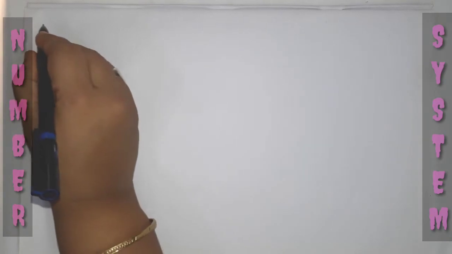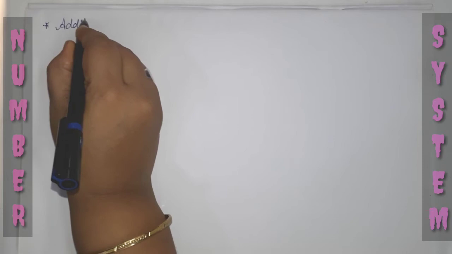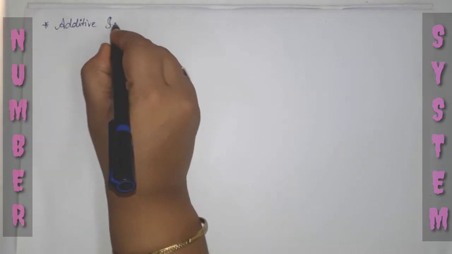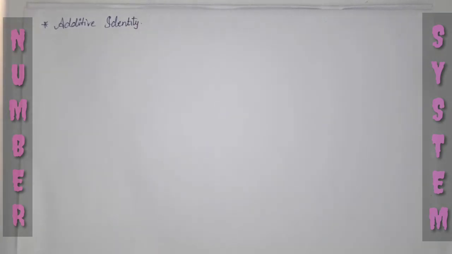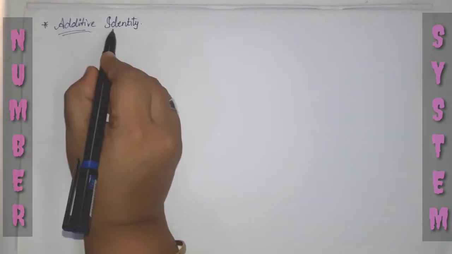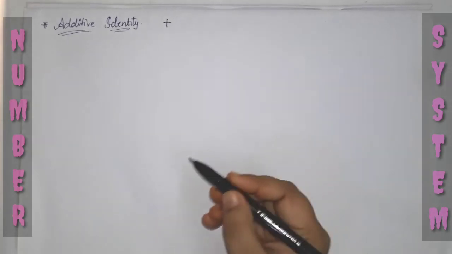Okay. Next point is additive identity. What is meant by identity? Yes, we use identity cards. Why do we use identity cards? What will be in these identity cards? Our names, which class, which section, like that we will give. So coming to mathematics, additive is nothing but addition.